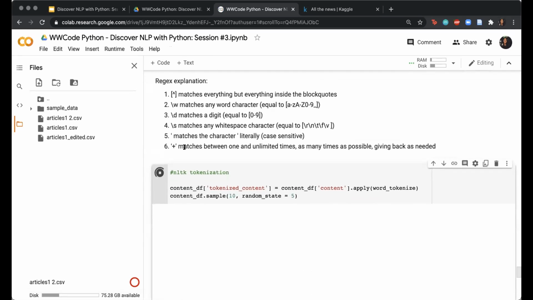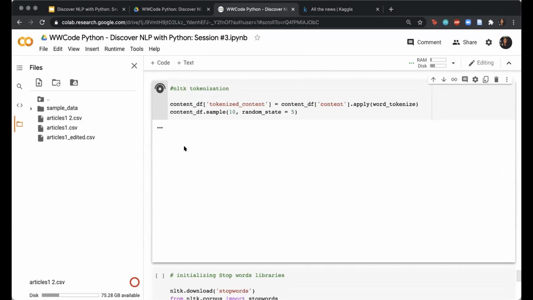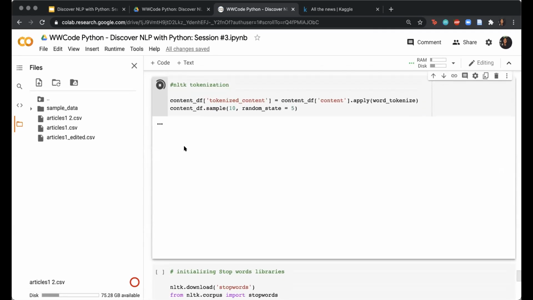Then we are going to use NLTK library to tokenize sentences. So we want the sentence to be divided into separate words. So that's what we are going to do with NLTK library. So it would divide each sentence into separate words, which are tokens, and that process is called tokenization.